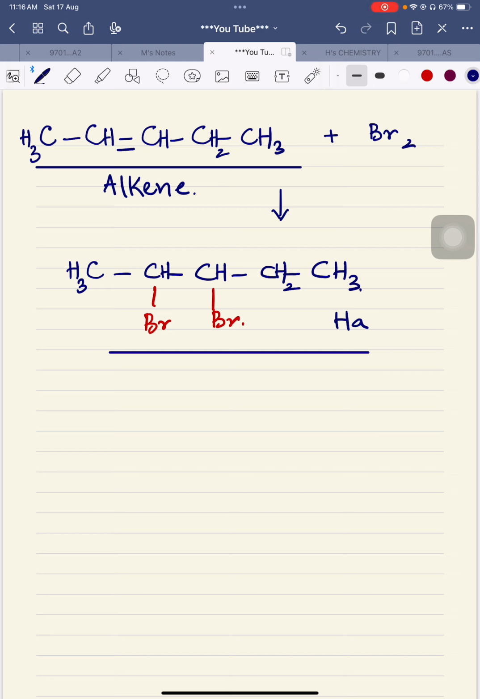I am just telling you the generic name, the class name of these compounds. The top one is a part of the alkenes. The bottom one is a part of the halogenoalkanes. But these are not the specified names. These are not the fixed names for these compounds.